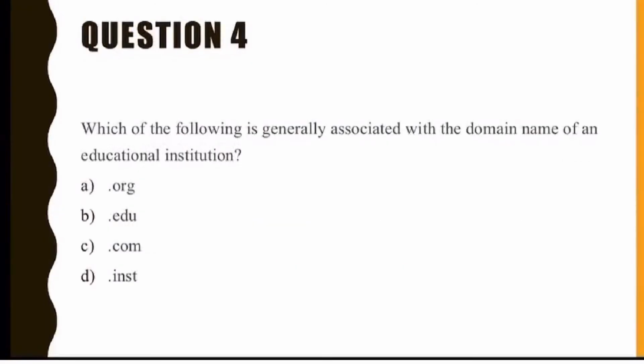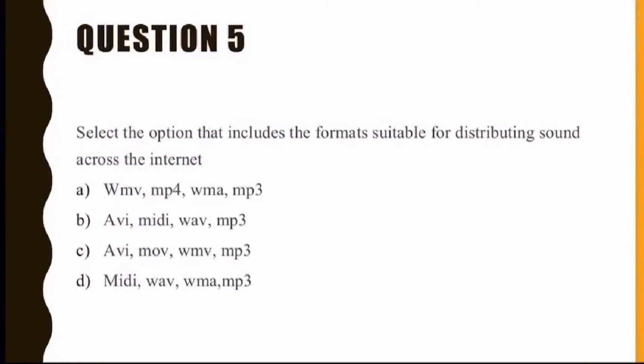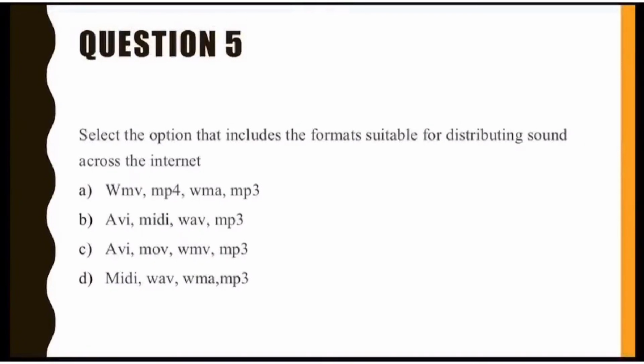Fourth question: which of the following is generally associated with the domain name of an educational institution? So option B is the right one. Fifth question: select the option that includes the formats suitable for distributing sound across the internet. Here option D has the list of suitable formats for distributing sound. So the fourth is the right option.